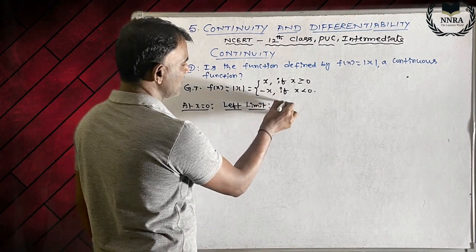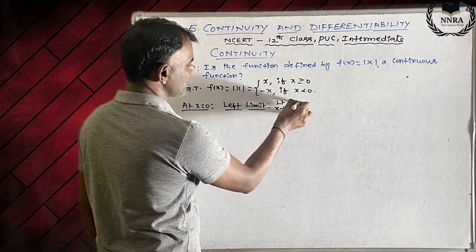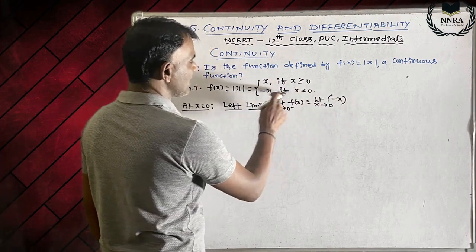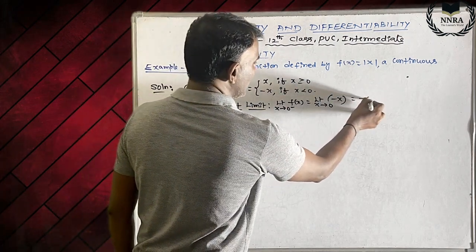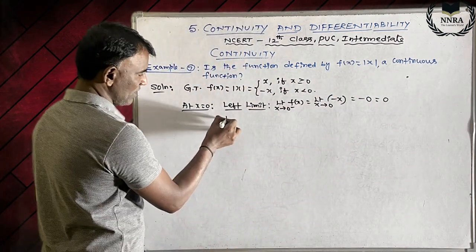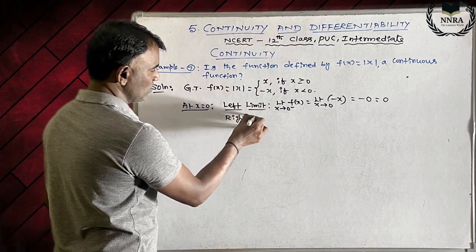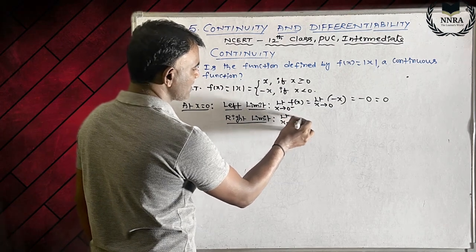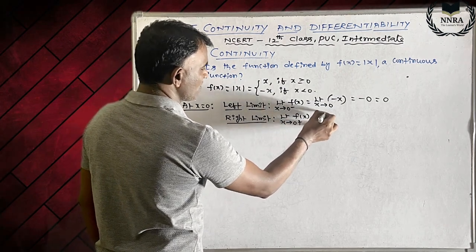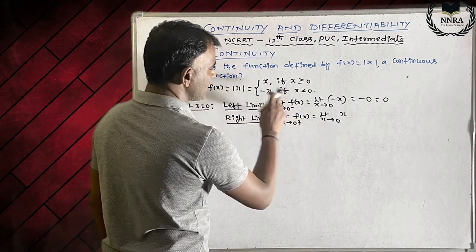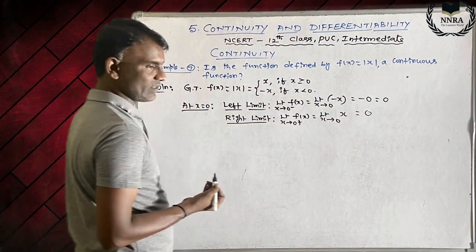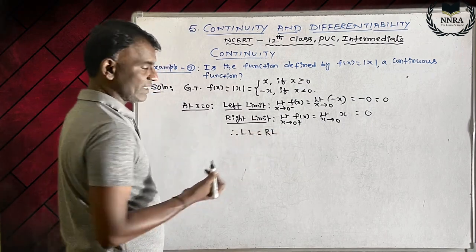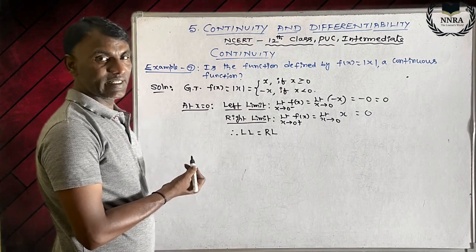So first we write the left limit. How to write this one? Limit as x tends to 0 minus of f of x equals limit as x tends to 0 minus of minus x, that is for the left limit, right? Then it is equal to minus 0, that equals 0. Now the right limit. Limit as x tends to 0 plus of f of x, so limit as x tends to 0 of x. This is for the right limit, right? It is also equal to 0. So left limit equals right limit. LL is nothing but left limit, RL is nothing but right limit.